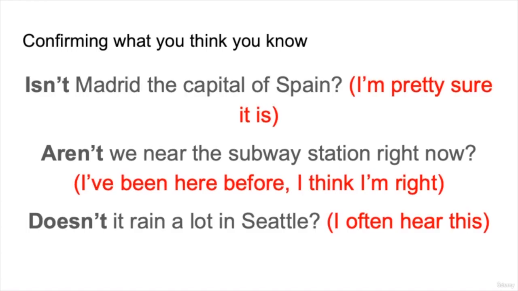So our first use of our negative questions is confirming what you think you already know. So, isn't Madrid the capital of Spain? I'm pretty sure it is. I'm 95 to 100% sure. Aren't we near the subway station right now? This meaning is I've been here before, and I think I'm right. I'm pretty sure I'm right. Doesn't it rain a lot in Seattle? I often hear this is true, and I'm pretty sure that I'm right.